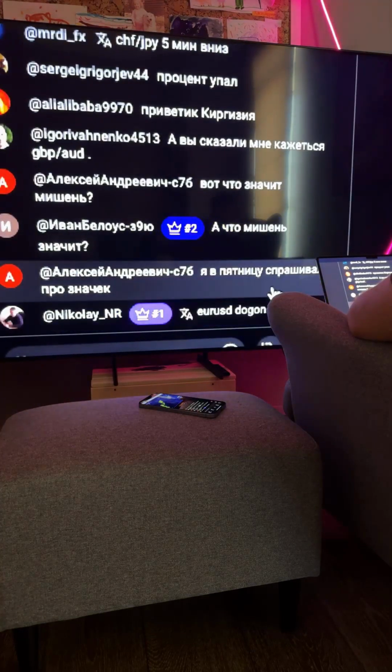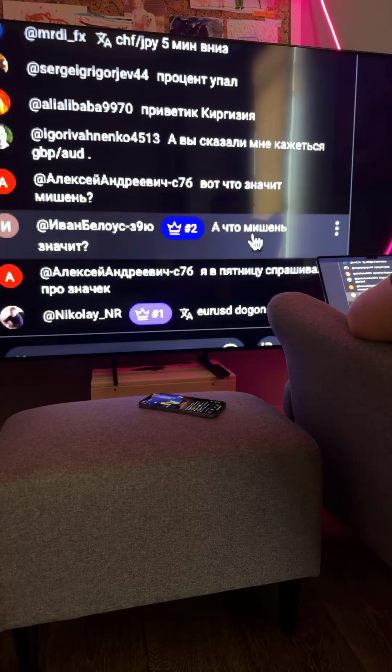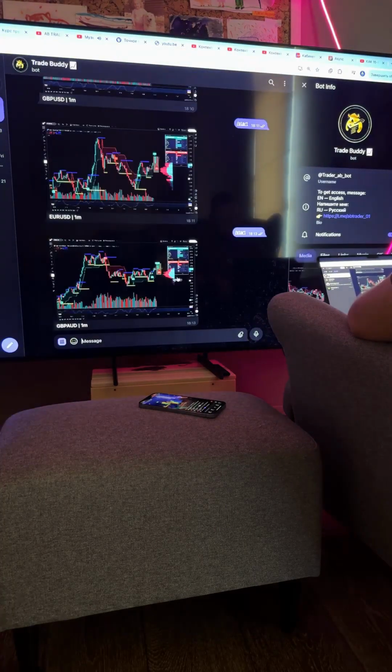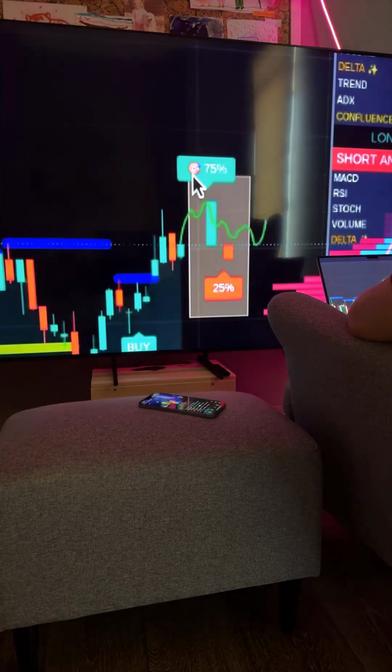On Friday, I asked about the icon. Alexei, did I answer you or not? What does the target mean? Let me answer, maybe someone missed it. The target means that the news we have right now will match up. That is, the bot doesn't catch everything.